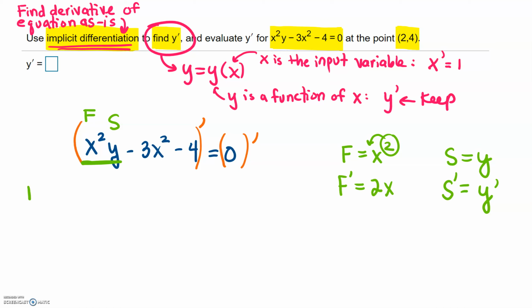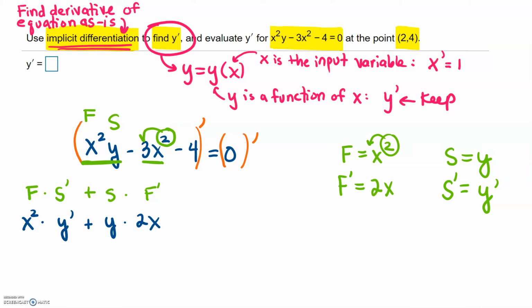So now I'll do my product rule. That's first times derivative of the second plus second times derivative of the first. So that'd give me x squared times y prime plus y times 2x. Okay, so that's the derivative of the first term. Now I move on to the next term. The derivative of 3x squared. Again, that's just power rule.